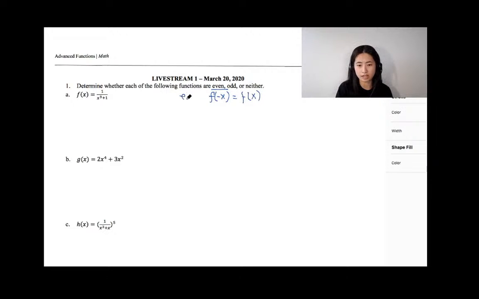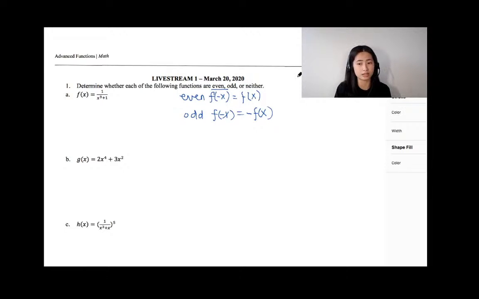And if it's odd, you need to plug in f of negative x as well. But instead of having f of x, you need to have negative f of x. Does that make sense? And the reason for that is because if you're looking at an even function, so say for example, let's start with the basic.